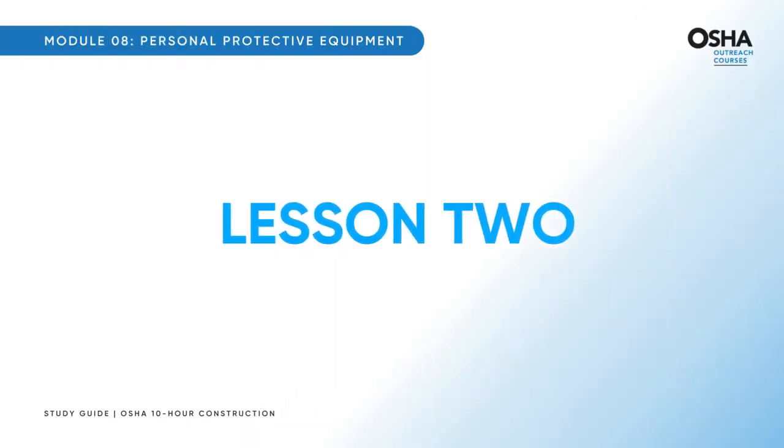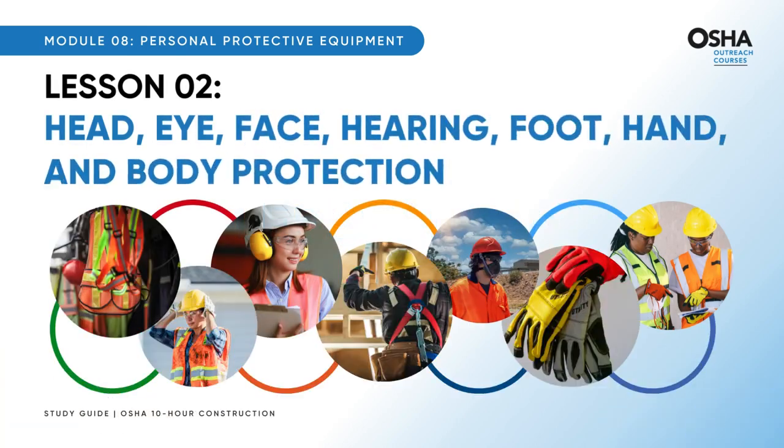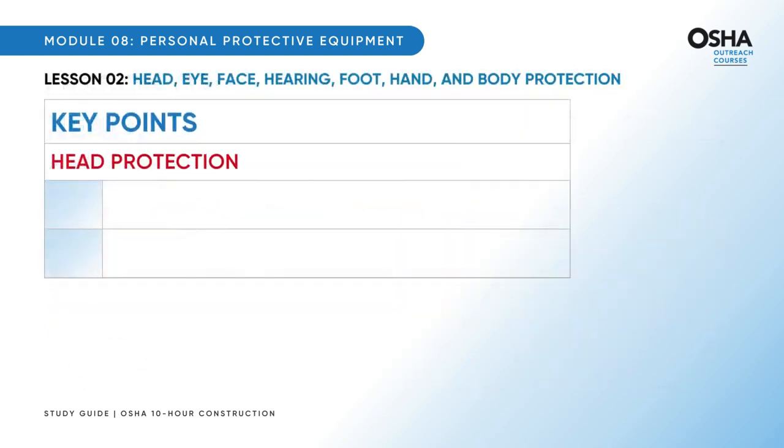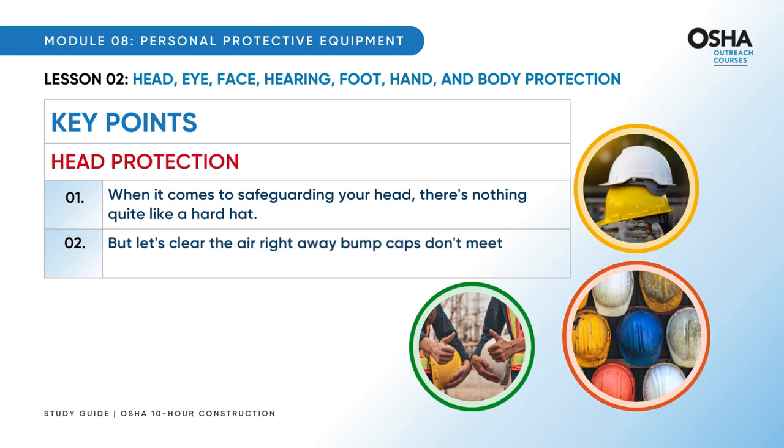Now let's focus on the second lesson about head, eye, face, hearing, foot, hand, and body protection. Let's unravel some crucial points together. When it comes to safeguarding your noggin, there's nothing quite like a hard hat. But let's clear the air right away. Bump caps don't meet the requirements for hard hat protection.